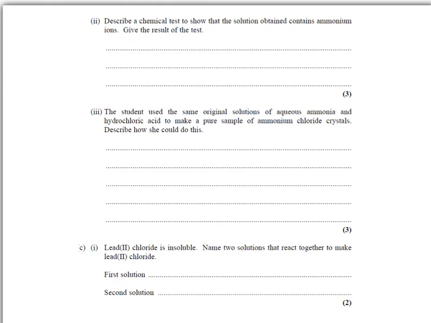So here's the first question. You'll notice that I've sort of cobbled this together from sections of other questions, and this part, certainly the first part here, is about the reactions of ammonia, and the first bit which I've included here is a test for ammonium ions. Now ammonium ions are NH4+, and you can test for those by reacting the solution that contains ammonium with sodium hydroxide.